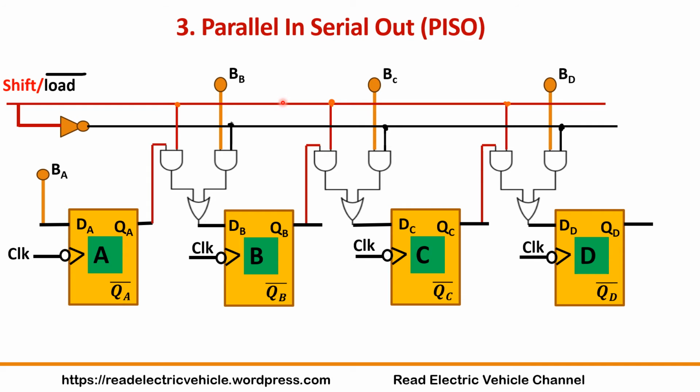First I need to do loading. If I give 0, this inverter will make it 1, so this black line will be high, and the AND gates connected to this high line will be activated. Another AND gate is connected to the shift line. Now we will see how we are loading the data and then how we are shifting the data.